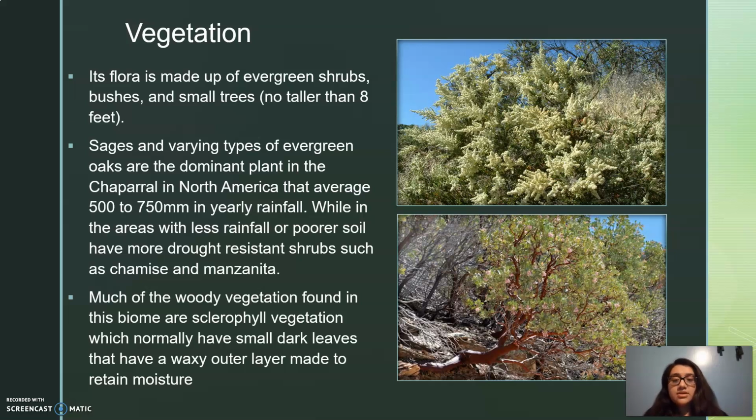as chamise and manzanita. In the images on the right, you can see chamise on the top. It's a bush that dominates the area in California, chaparral. And also there's manzanita at the bottom, which is a tree that has very thick and waxy leaves made for this environment, so it can retain moisture. Much of the woody vegetation found in this biome are sclerophyll vegetation, which normally has small dark leaves that have waxy outer layers made to retain moisture, and that an example of that is manzanita.